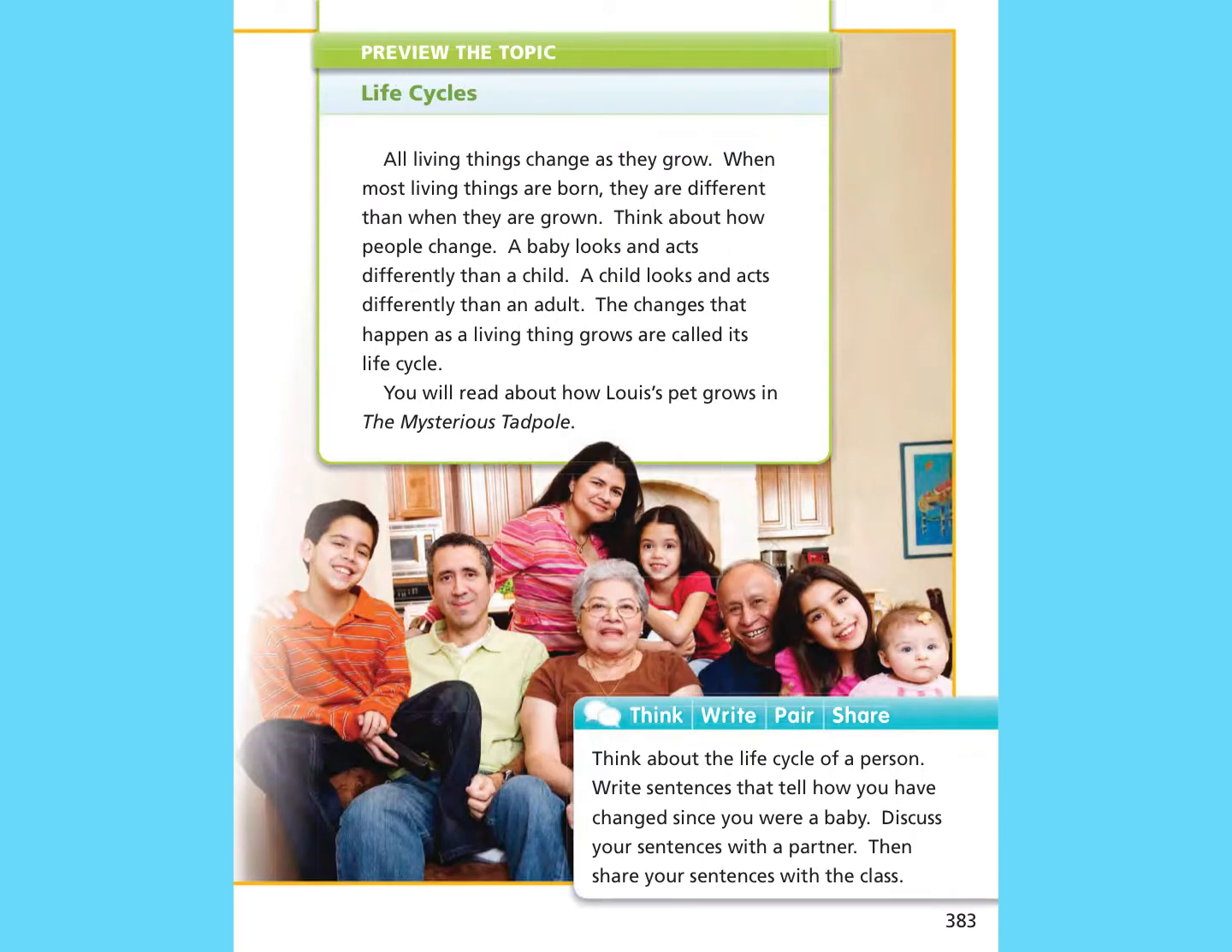Preview the topic: life cycles. All living things change as they grow. When most living things are born, they are different than when they are grown. Think about how people change. A baby looks and acts differently than a child. A child looks and acts differently than an adult. The changes that happen as a living thing grows are called its life cycle.